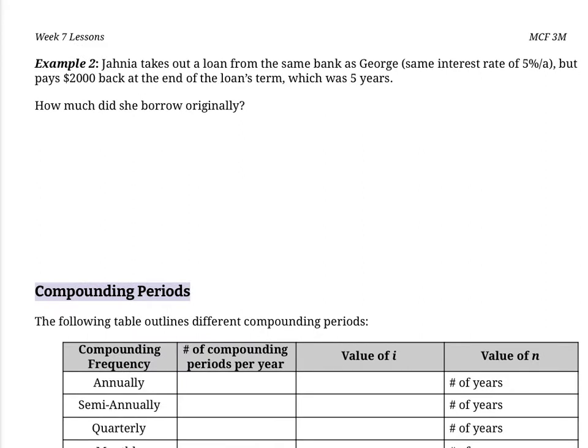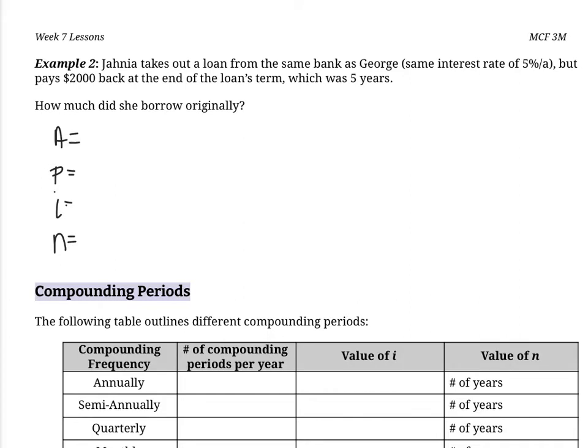So we know that it's going to be compounded per year. It doesn't say that, but the word compounding was in the last example. It says it's the exact same bank. So again, this is compound interest, which means that we're going to use that formula. So I'm just going to write out all the letters again. A equals, P equals, I equals, N equals. And we're going to fill out what we know.